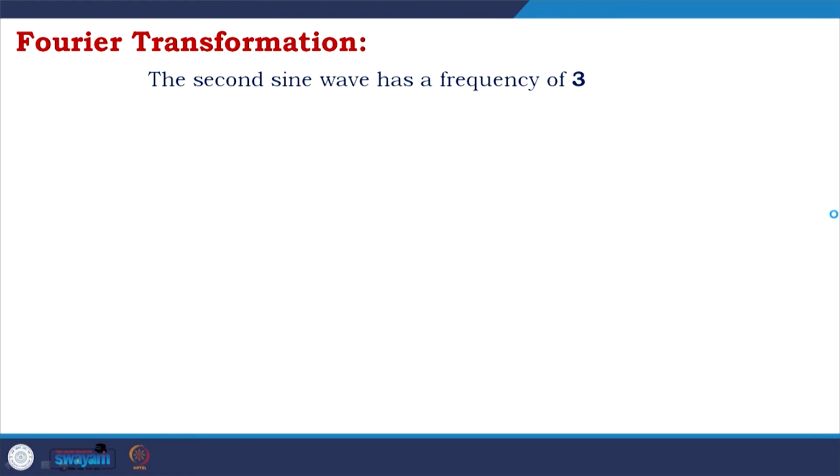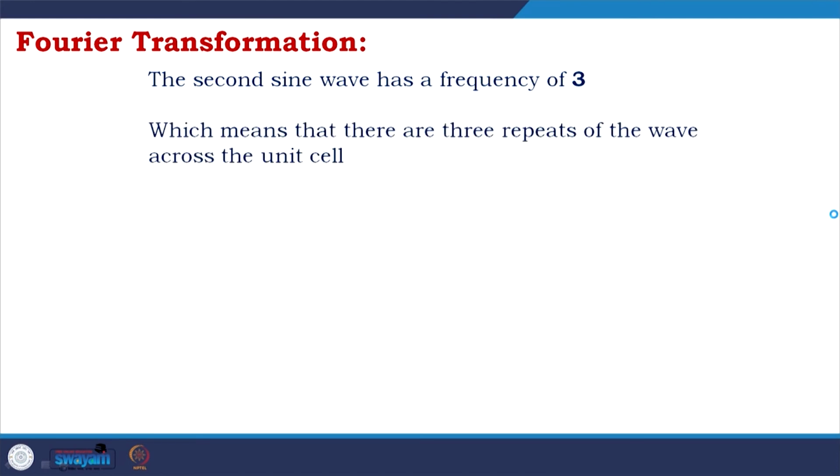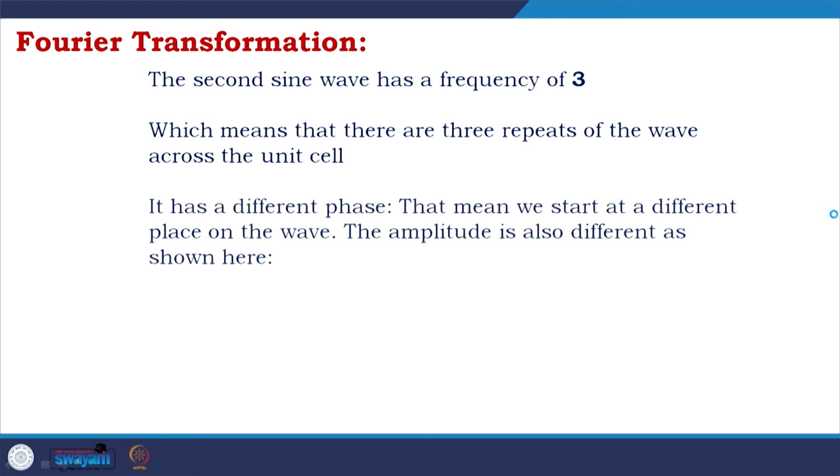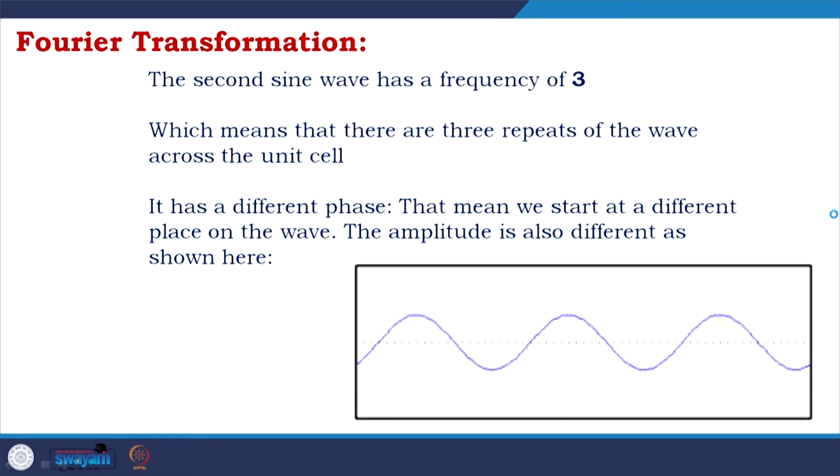Then we take a second sine wave that has a frequency of 3, which means that there are 3 repeats of the wave across the unit cell. It has a different phase, which means we start at a different place on the wave. The amplitude is also different, as you can see here.